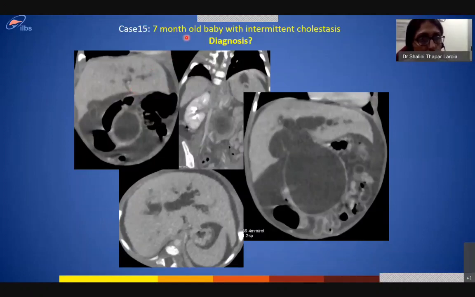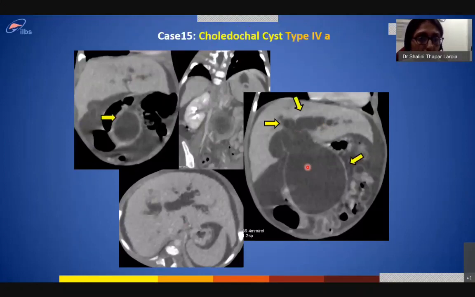So we have a 7-month-old baby with intermittent cholestasis. What is your diagnosis? This is a spotter. And I'm sure many of you have already got this. So these are coronal reconstructions of the CT image, which shows you the extent of this lesion. And you have an axial image, which shows you the intrahepatic dilatation. So this image is a classical spotter image. And by now, I know you have already got it.